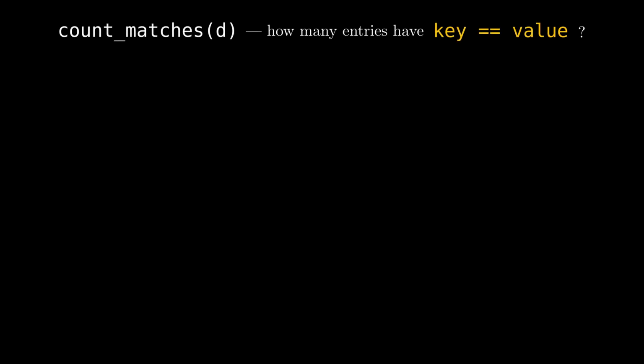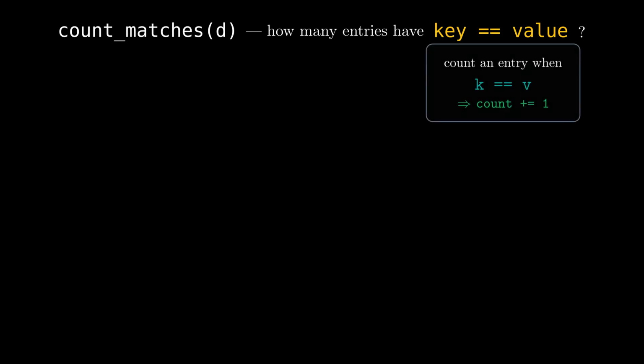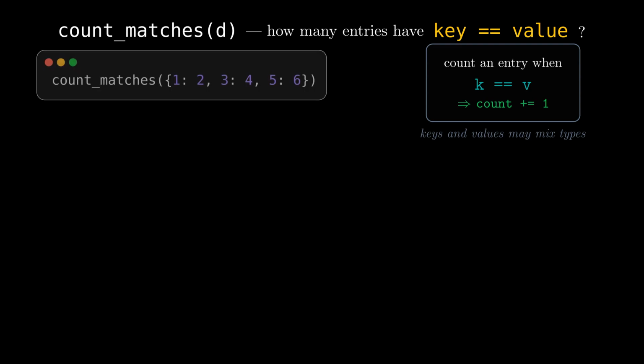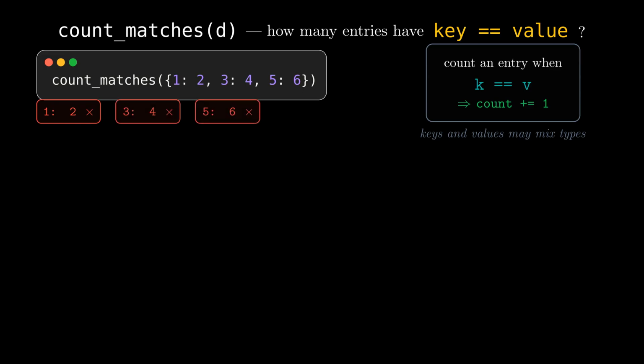Now a challenge. Write a function, count_matches, that takes 1 dictionary and reports how many entries have a key that equals its value. The dictionary can mix types. Take 2 test cases. The first maps 1 to 2, 3 to 4, and 5 to 6. No key equals its value, so count_matches returns 0.